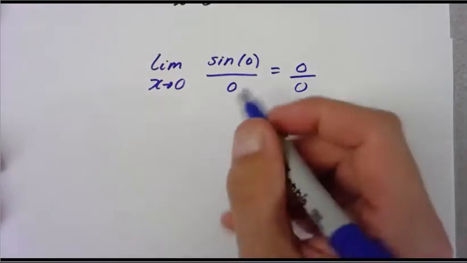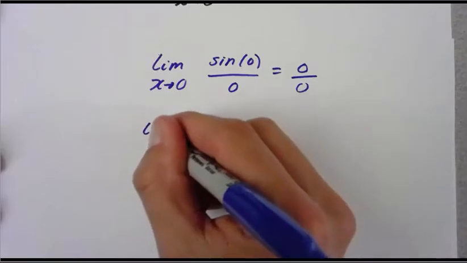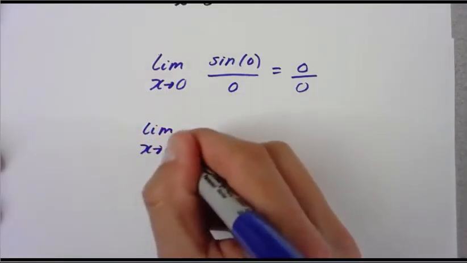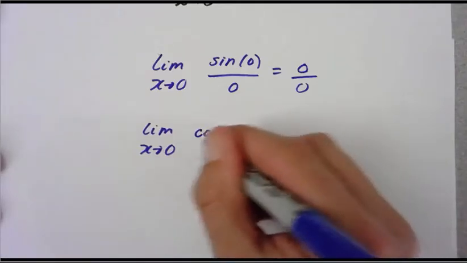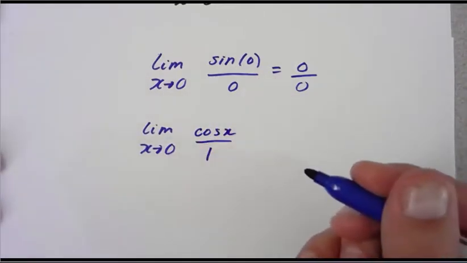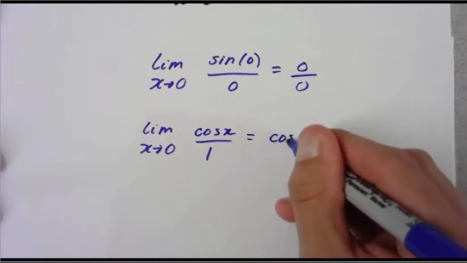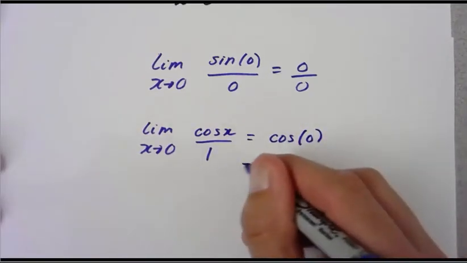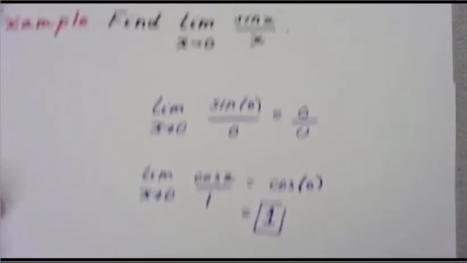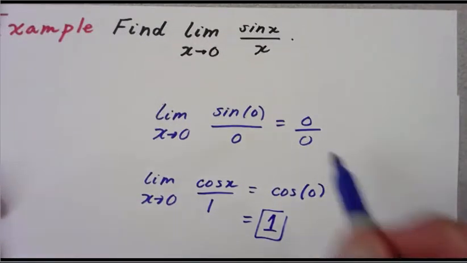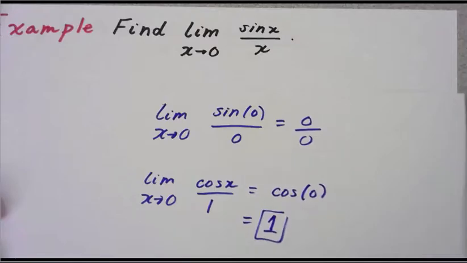So what you can do now is just take the derivative of the top and the bottom separately. The derivative of sine of x is cosine of x, and the derivative of x is 1. So now you can plug in 0. Once we simplify, the cosine of 0 is 1, and there is your limit. So that's using L'Hopital's rule. Very simple, but you have to have an indeterminate form.